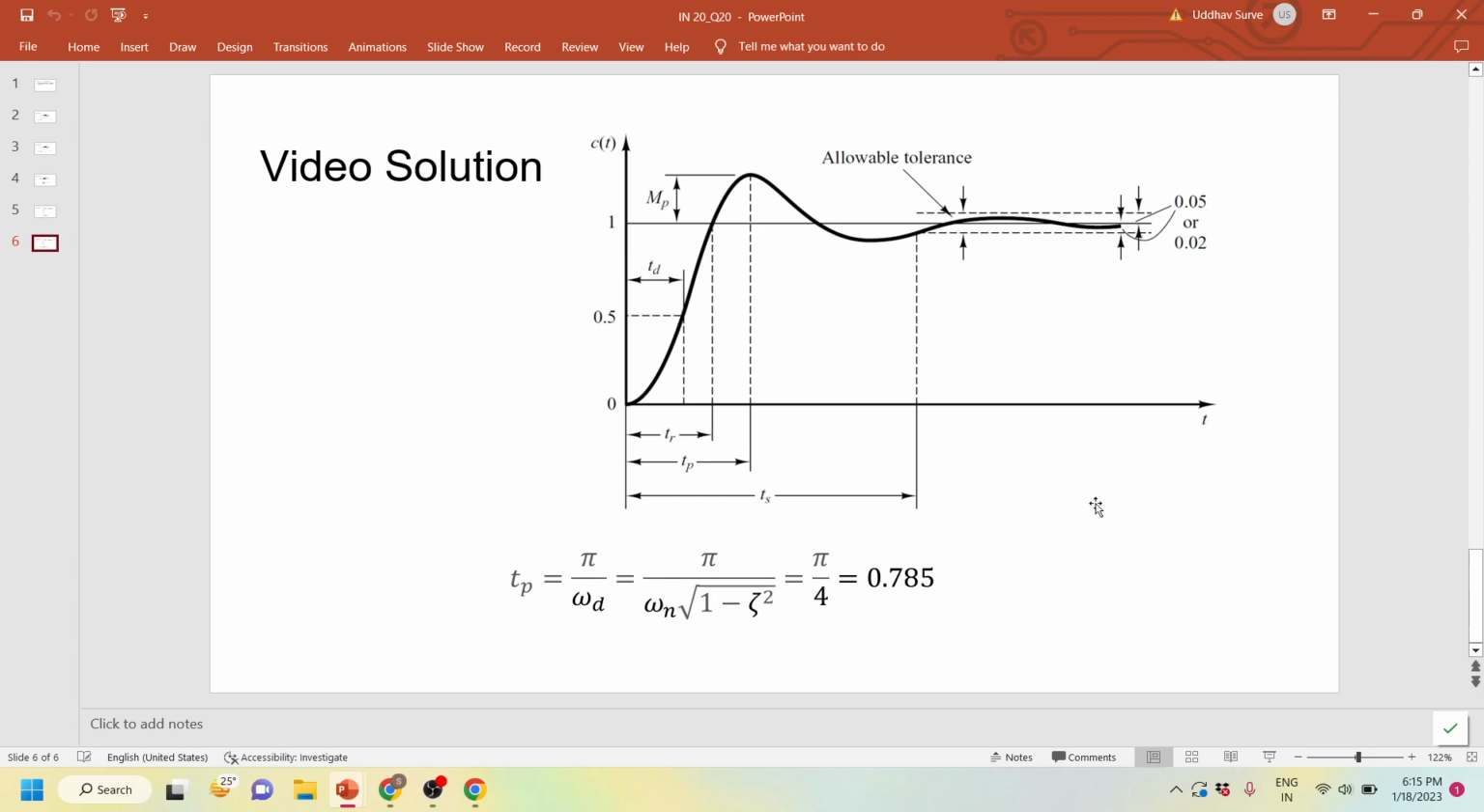And there are multiple other notations: settling time, rise time, and maximum overshoot MP. I suggest you have a look at those formulas from some standard textbooks, and if you can memorize them, that will be better, because such questions will come for 1 or 2 marks and you can easily save time on them, because these are standard answers. Settling time is a pretty common question. So this is the answer to this question. Time to peak is pi by omega d, which is 0.785.